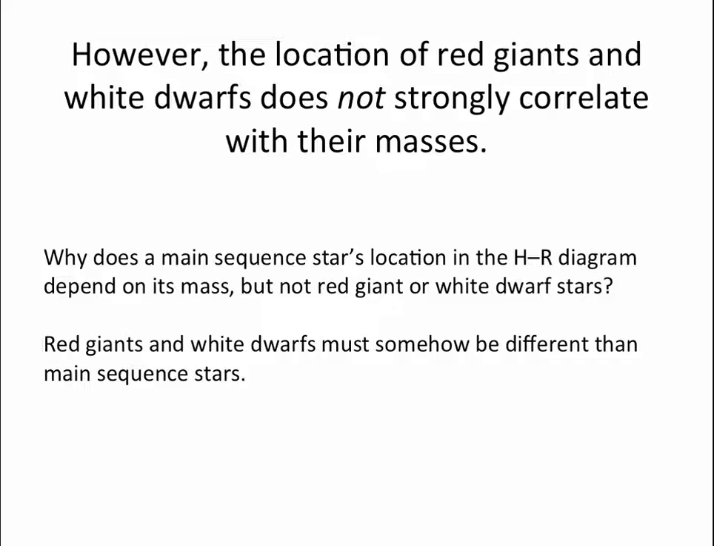This raises a couple questions. Why would a main sequence star's location in the Hertzsprung-Russell diagram depend so sensitively on its mass, and depend almost entirely just on the star's mass? But the red giant and the white dwarf stars don't depend on the mass. If you pick out two red giant stars that are almost the same brightness, they can be vastly different masses, and same for the white dwarfs as well. So this tells us that red giant stars and white dwarf stars must be different in some crucial and fundamental way from the main sequence stars. That'll be next week's work.